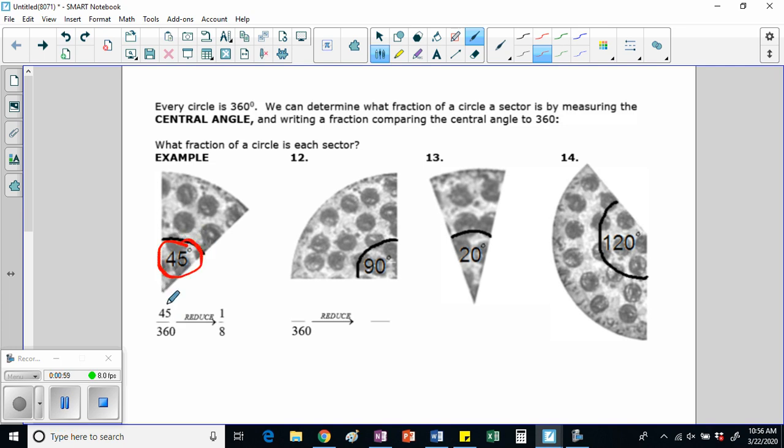So I can take that 45, make it over 360, and then simply reduce this fraction to find out what fraction of the circle it is. 45 over 360 reduces to 1/8. So this slice is 1/8 of the circle.